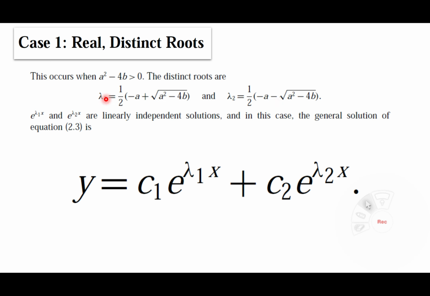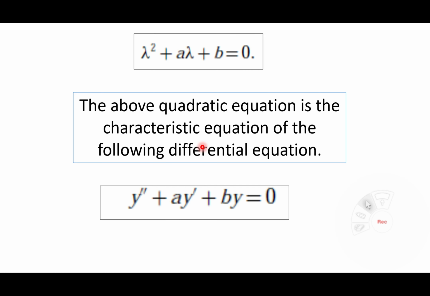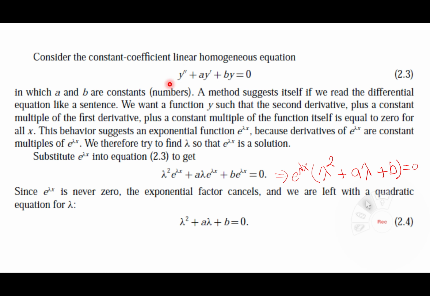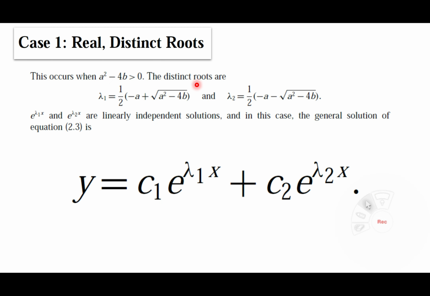of the characteristic equation. So we have e to lambda 1x and e to lambda 2x as linearly independent solutions. It's very important here: they are two linearly independent solutions. And in this case, the general solution of the equation, which is equation 2.3, let's go back to see where this is. This is equation 2.3, the main differential equation. We call it a constant coefficient linear homogeneous equation. So in this case, the solution is going to be like this.